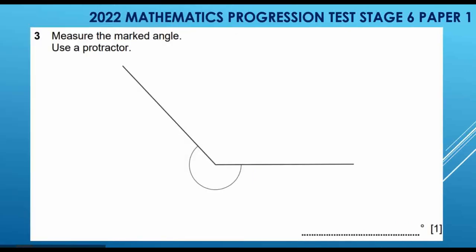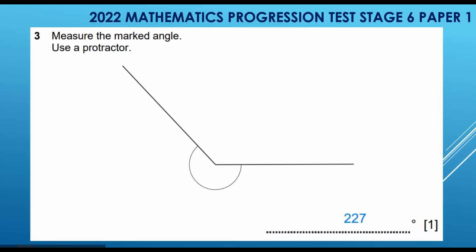Question 3. Measure the marked angle. Use a protractor. So for question 3, we have to measure the marked angle. If you have printed it out, it would be great, so we can do it on the paper. 10 seconds from now. So let's see the answer.